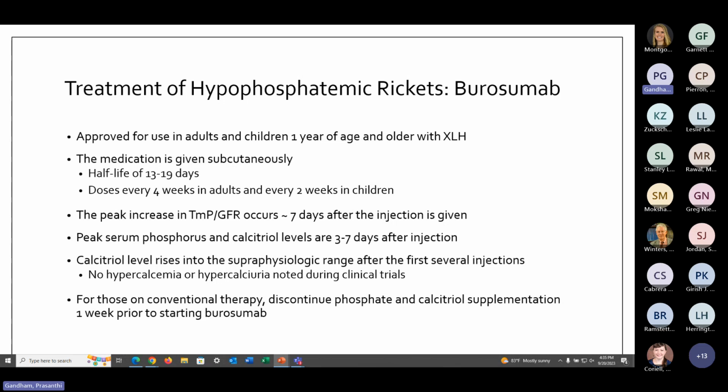Calcitriol levels oftentimes rise into the supraphysiologic range after the first several injections. But in clinical trials, there was no hypercalcemia or hypercalciuria noted. And typically the magnitude of the rise in the calcitriol lessens over time, and eventually levels will plateau out into the physiologic range. For those on conventional therapy who are being transitioned to burosumab, you want to discontinue phosphate and calcitriol supplementation about 1 week prior to starting the medication.